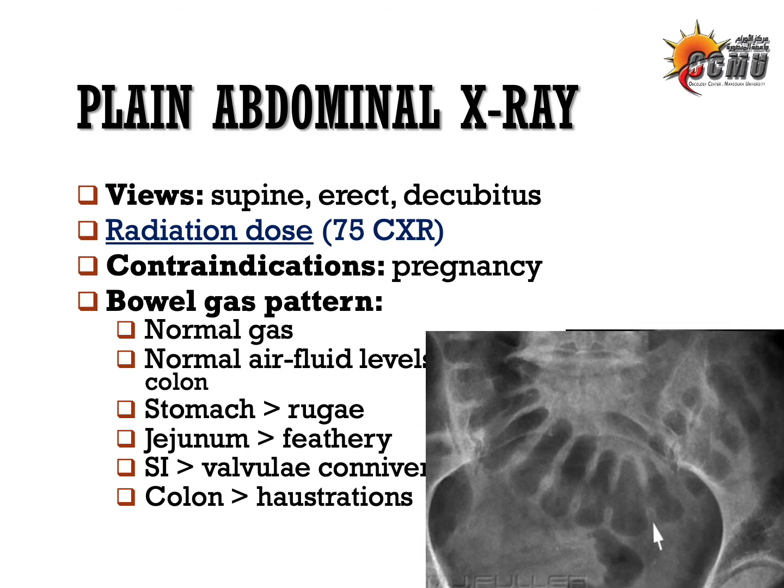Incomplete haustrations of gas denote that this is a large intestine, not a small intestine. Because in the small intestine, as we've seen with the jejunum and ileum, the valvulae conniventes cross the entire bowel lumen from one side to another, but become incomplete in the colon.